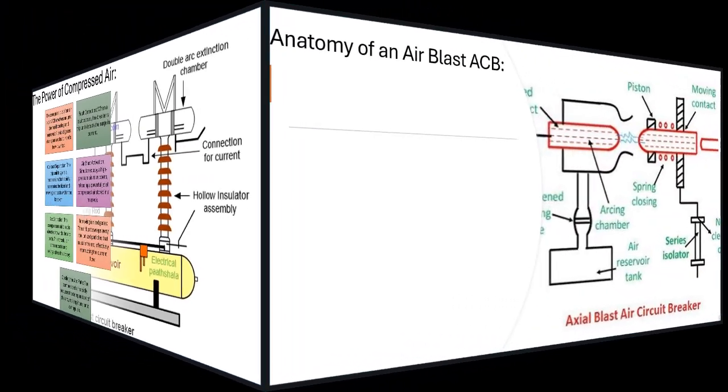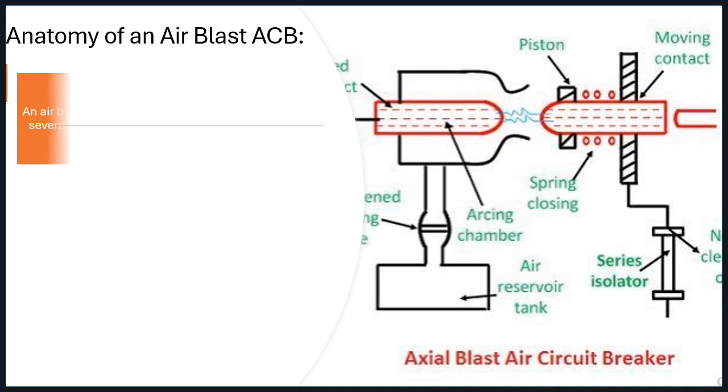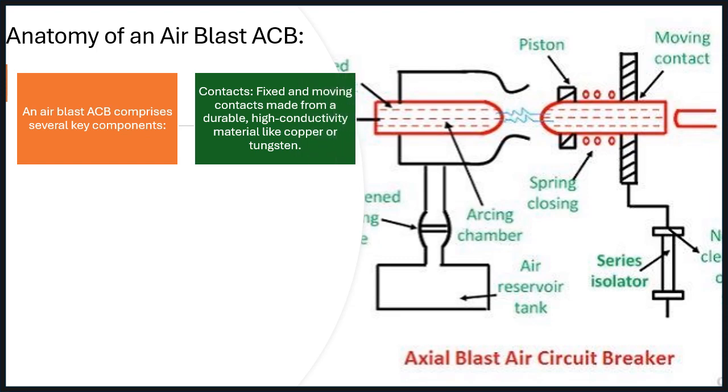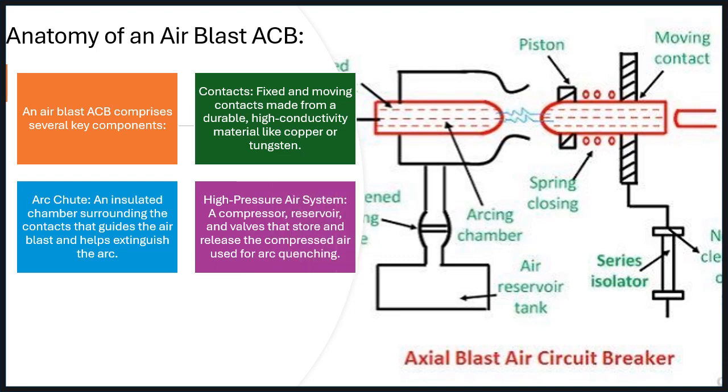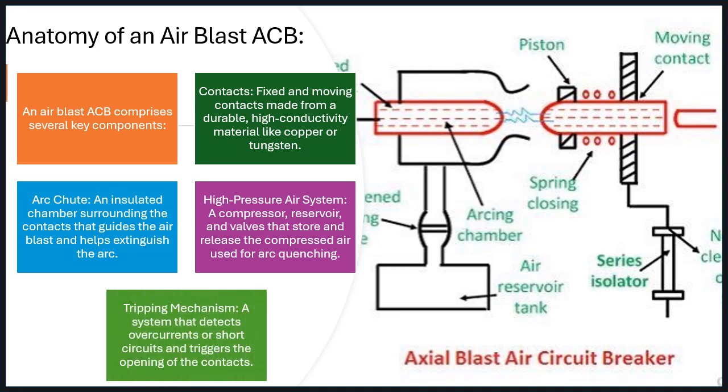Anatomy of an air blast ACB. An air blast ACB comprises several key components. Contacts. Fixed and moving contacts made from a durable, high-conductivity material like copper or tungsten. Arc chute. An insulated chamber surrounding the contacts that guides the air blast and helps extinguish the arc. High-pressure air system. A compressor, reservoir, and valves that store and release the compressed air used for arc quenching. Tripping mechanism. A system that detects overcurrents or short circuits and triggers the opening of the contacts.